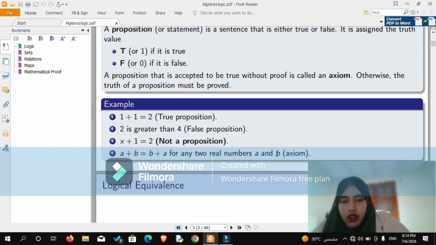An example of propositions: 1 plus 1 equals 2. That's a proposition, and it is a true proposition. 2 is greater than 4. That's a false proposition. X plus 1 equals 2. That's not a proposition. A plus B equals B plus A, for all real numbers A and B. That's an axiom.